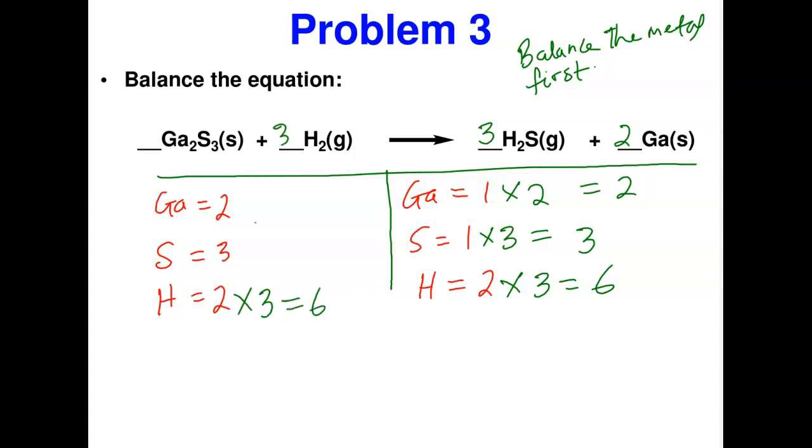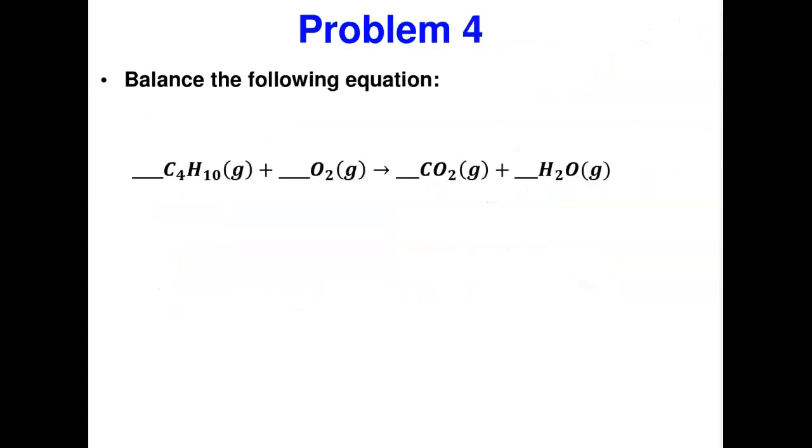If you look at it, gallium is 2, gallium is 2, sulfur is 3, sulfur is 3, hydrogen is 6, hydrogen is 6. My equation is balanced. I have a balanced equation. Yes, you can pause this video at this point. Try a few problems and then always come back.